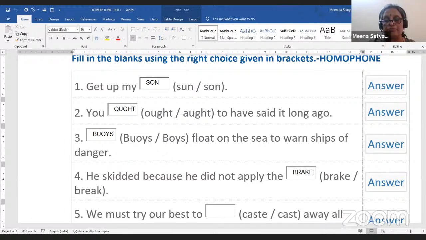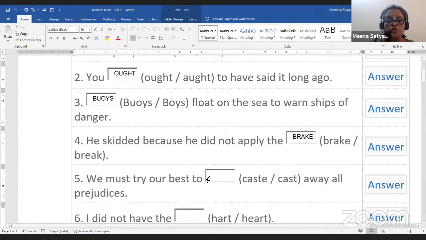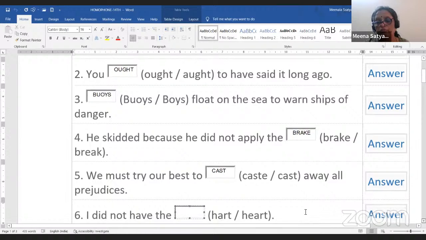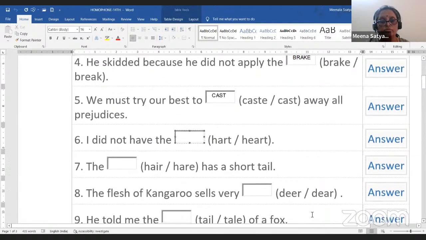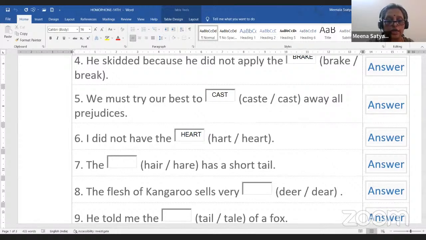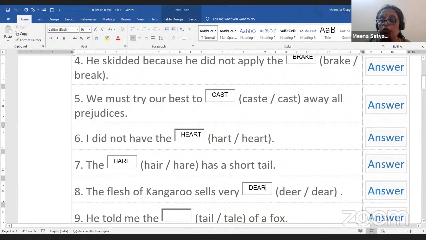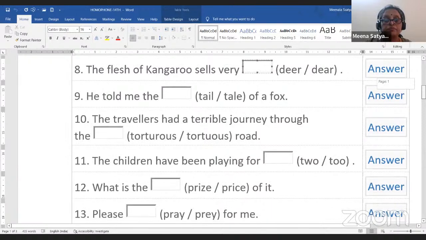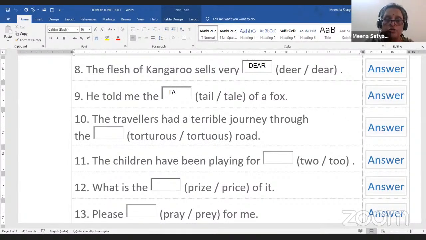So B-R-A-K-E. We must try our best to cast away all our prejudices. So it will be C-A-S-T. I did not have the heart. H-E-A-R-T. The hare has a short tail, H-A-R-E. The flesh of the kangaroo sells very dear. So D-E-A-R, it is very expensive. That's the meaning. The flesh of the kangaroo is extremely expensive. People do eat, I hope you know. He told me the tale of a fox, T-A-L-E.